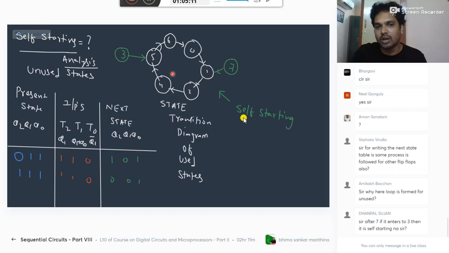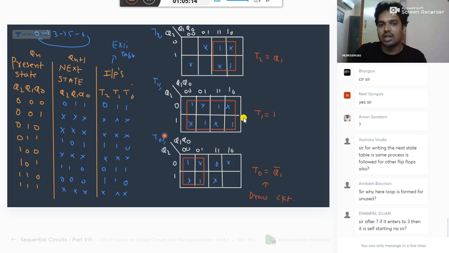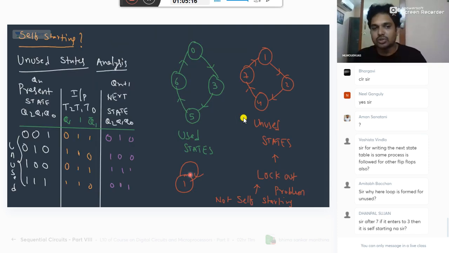Okay, here self-starting, on its own it is coming back. Even with one state left, it can still form a loop. You should check. We cannot say that.